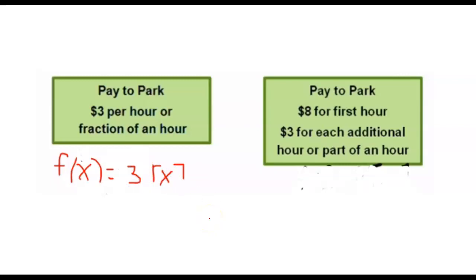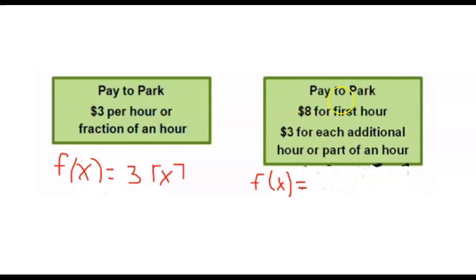Okay, so now let's talk about what do we do if we have a situation where we pay to park $8 for the first hour, but then $3 for each additional hour or part of an hour. Well, how we're going to write this equation, and it kind of makes sense here. We'll still have the same variables, right? We got our variables where y is the cost and x is the amount of hours that you park.